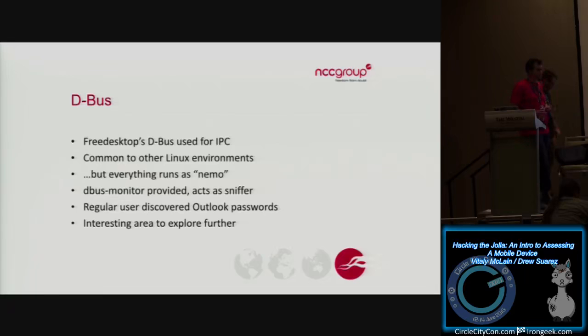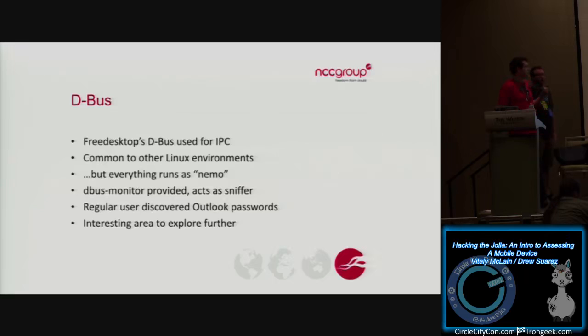It's their system. You see this a lot in Linux components, and they really adopted this and use it as their own. Common to Linux environments. Everything runs as Nemo, which is not a good thing when you have an IPC mechanism like this. They have dbus monitor. It comes with the phone. It basically acts as a dbus sniffer. You probably have it in your Linux boxes too.